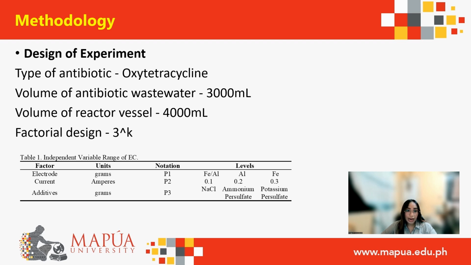Iron and aluminum were the anode and cathode electrodes. Using a 30 volts digital DC power supply, 0.1 ampere, 0.2 amperes, and 0.3 amperes were examined. For the additives, we have sodium chloride, potassium persulfate, and ammonium persulfate, which were also used for chemical dosing to enhance the process of EC and conductivity.